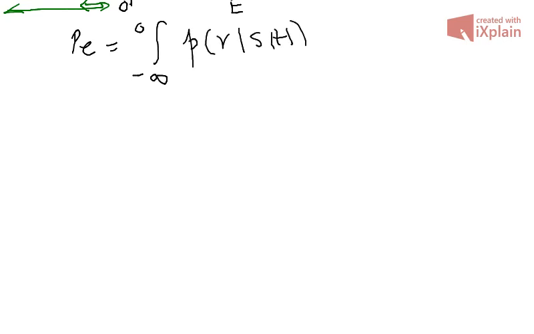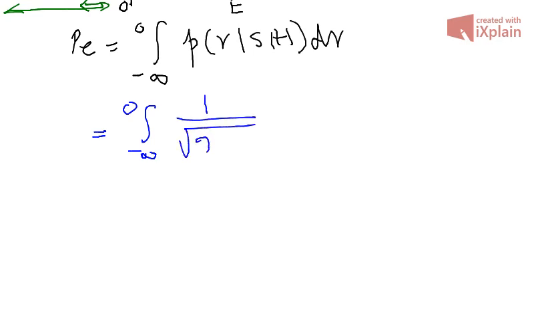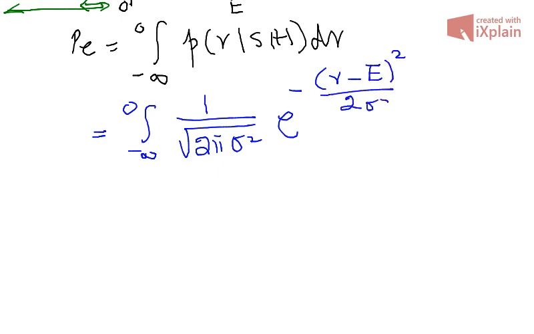So our probability of error is equal to the integral from minus infinity to 0 of the conditional PDF of R given S of t, dr. This is what we have to integrate. So if we plug in, from minus infinity to 0, the PDF of R is 1 over square root of 2 pi sigma square, e raised to the power minus (r minus e) whole square over 2 sigma square, dr. We need to integrate it.